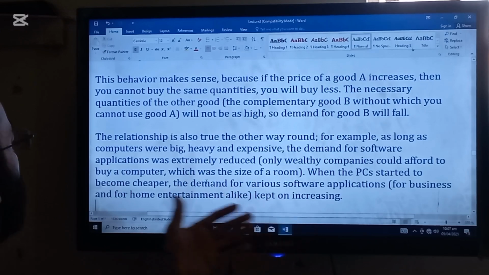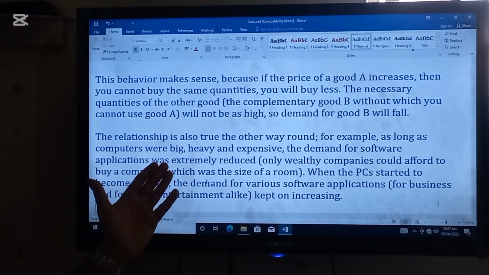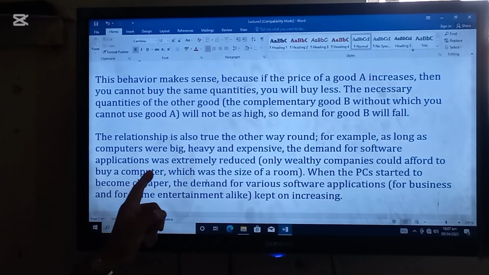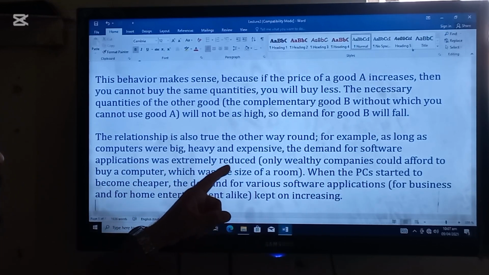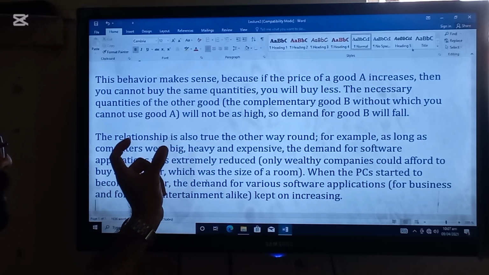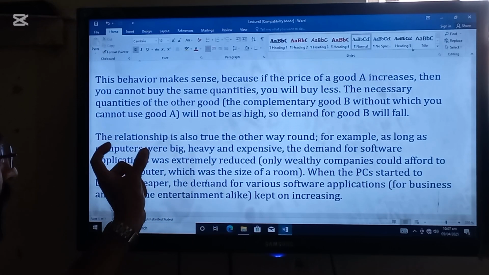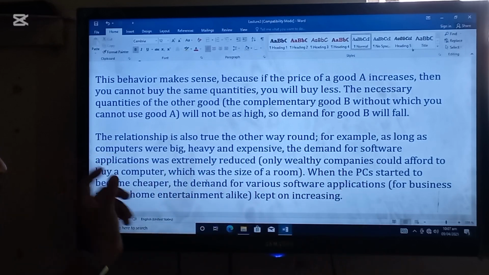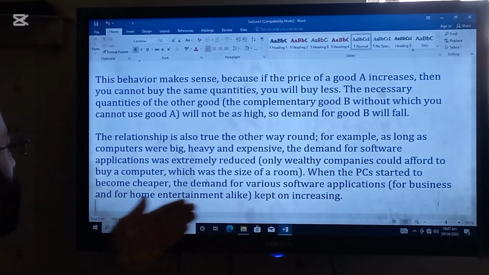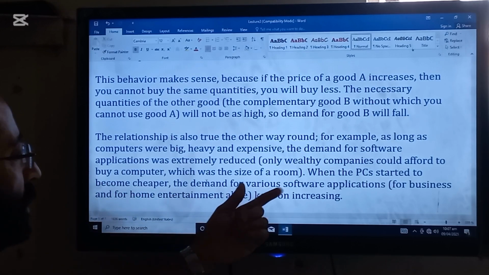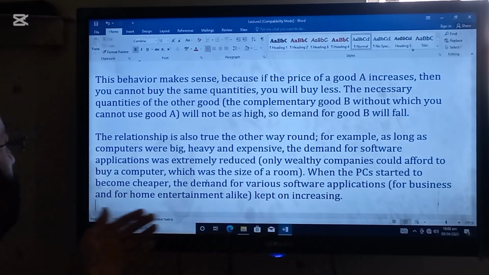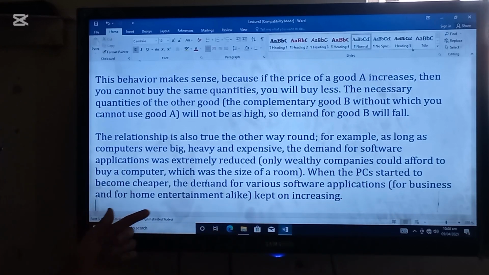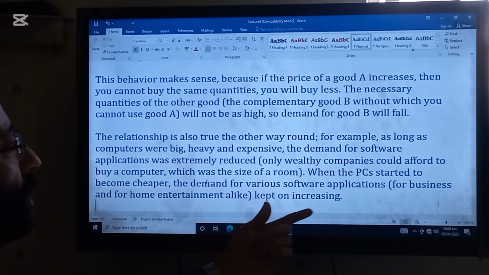For example, as long as computers were big, heavy and expensive, the demand for software applications was extremely reduced because only a few people could purchase the computers. So the demand for the computer was less. That's why the software applications were also in less demand. Only wealthy companies could afford to buy a computer which was the size of a room. When PCs started to become cheaper, the demand for the various software applications for businesses and for home entertainment alike kept on increasing.